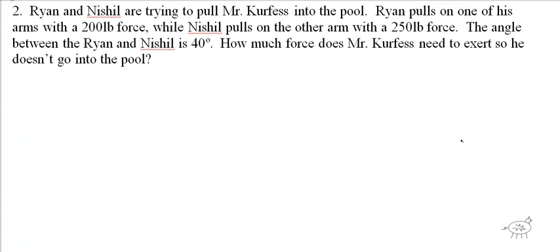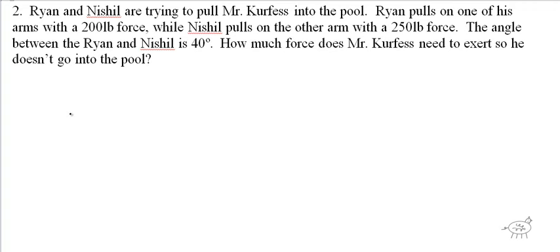Ryan and Nikhil are trying to pull Mr. Curtis into the pool. Ryan pulls on one of his arms with a 200-pound force, while Nikhil pulls on the other arm with a 250-pound force. The angle between Ryan and Nikhil is 40 degrees. How much force does Mr. Curtis need to exert so he doesn't go into the pool?